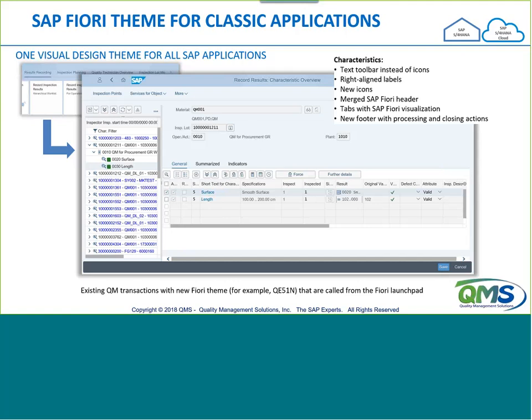Okay, so what SAP has done is, if you're looking at this, for example, the results recording work list, or what we used to call QE51N, it can still be run inside of S4, and it just visualizes it and tries to look like a Fiori app, even though it's not a true Fiori app in this case, right? So I can click on Record Inspection Results, and it launches this.